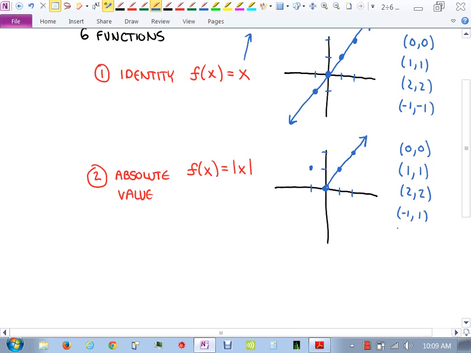And then if I try negative 2, the positive answer of negative 2 is positive 2, right? So I go left 2, up 2. And then negative 3 would be positive 3, negative 4 would be positive 4. And so what you get is a line going the other direction, like this. Yeah, it's like a mirror. It's like a reflection.